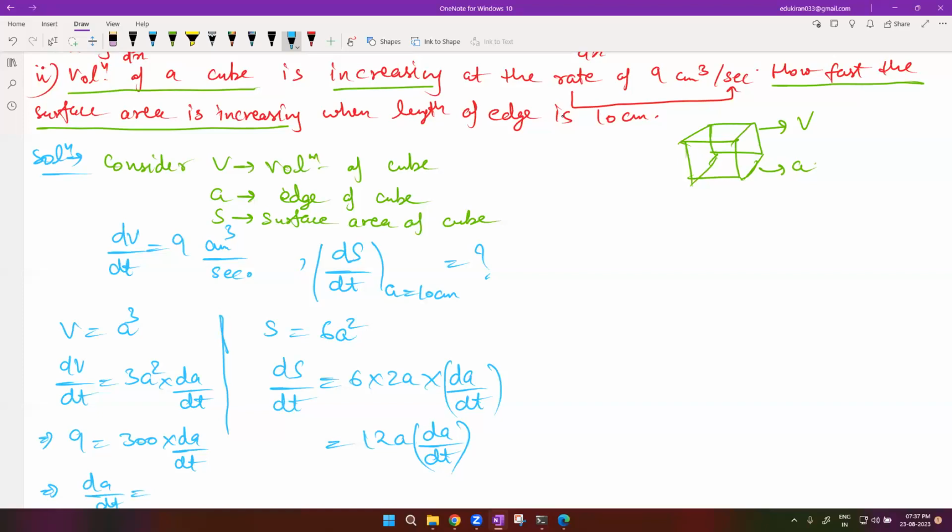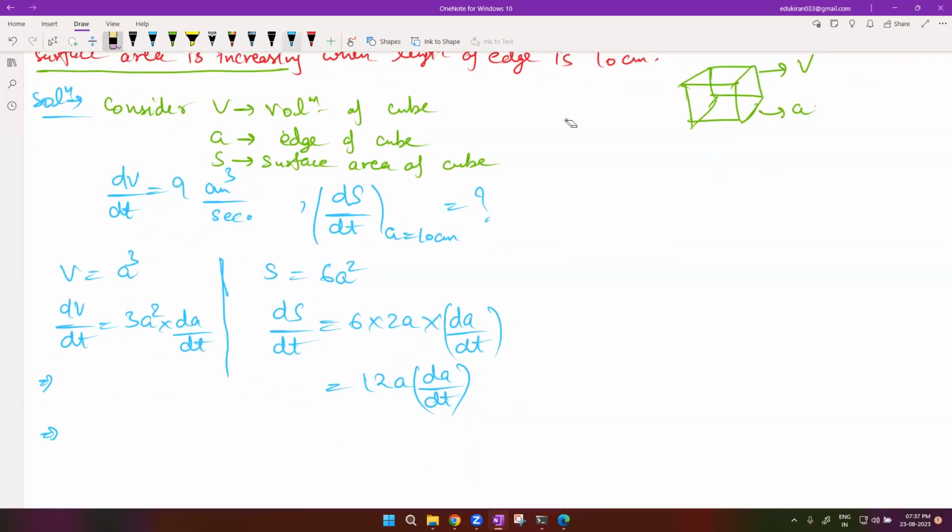One more thing we can do is think of it like this. We know the value of dV by dt, which is 9. Let's say we don't know the value of A, although the value used will be 10 only. If you take 3A square to the left hand side, then the value of dA by dt will be 9 by 3A square, which becomes 3 by A square.